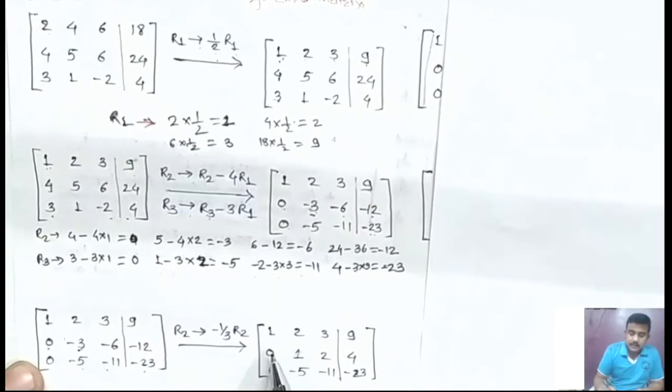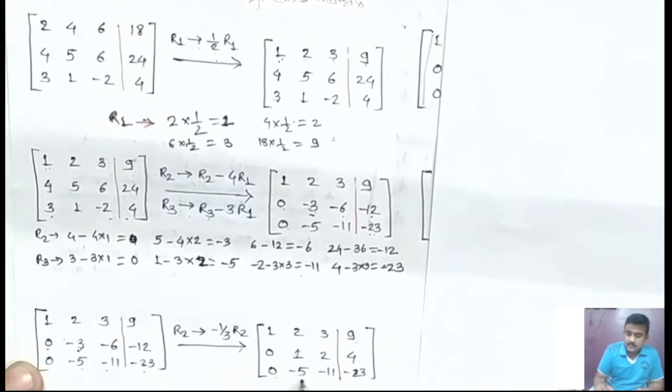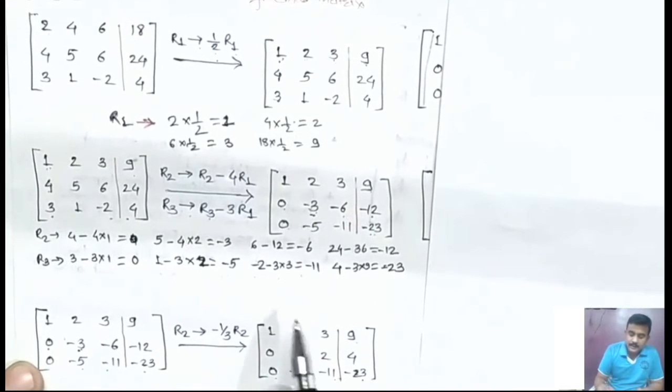That's why now we get a new matrix. As we are going to make operations only on row 2, row 1 and row 3 will remain as it is. That's why 1, 2, 3, 9, 0, minus 5, minus 11, minus 23. Now we are going to multiply row 2 by minus 1 by 3.